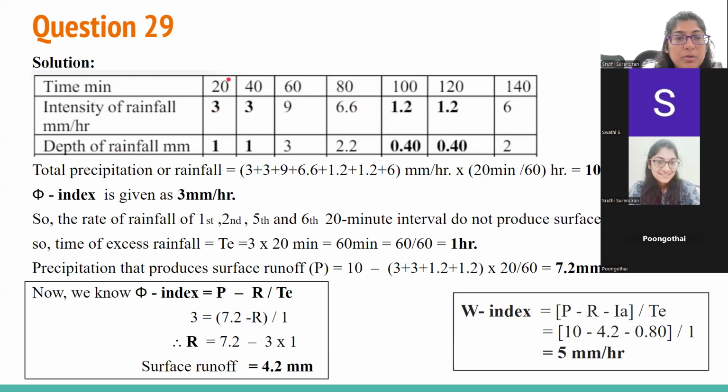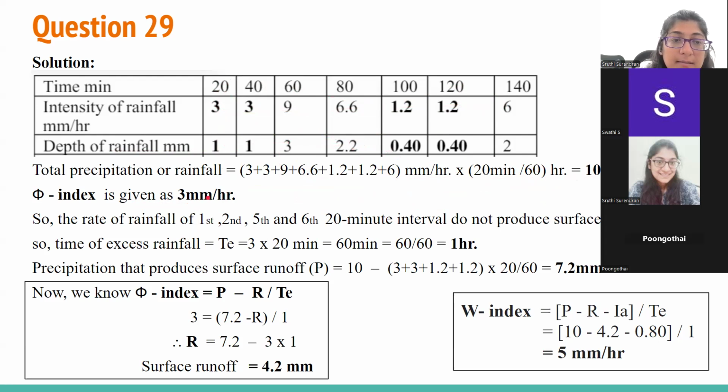That is 3 into 20 by 60. That is how you're getting 1 mm. Again 3 into 40 by 60, 3 into 60 by 60. Or you can do it totally also over here. You add all of this into 20 by 60. You get 10 mm is the total rainfall.